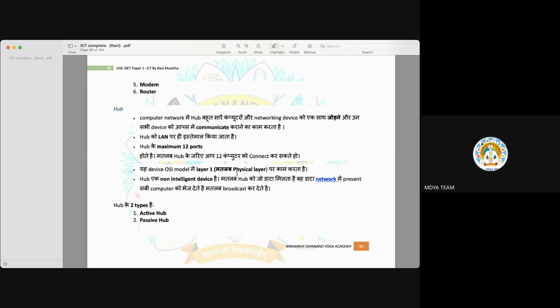Physically, the connections are made between the devices. And this is a non-intelligent device, meaning whatever form of data they receive, they just broadcast to all the computers. They don't make changes, and they never check whether there is an error or the data got corrupted or weak signals. They just transfer or broadcast whatever they receive. That's why they are called non-intelligent devices.